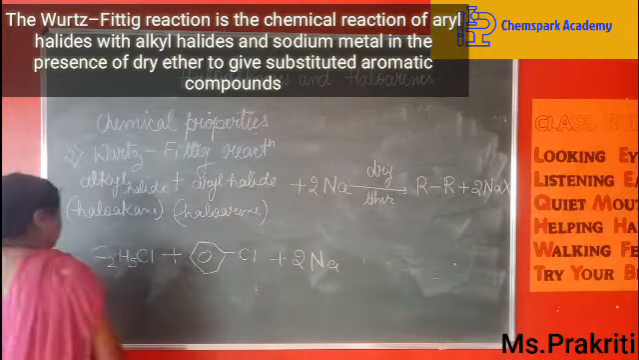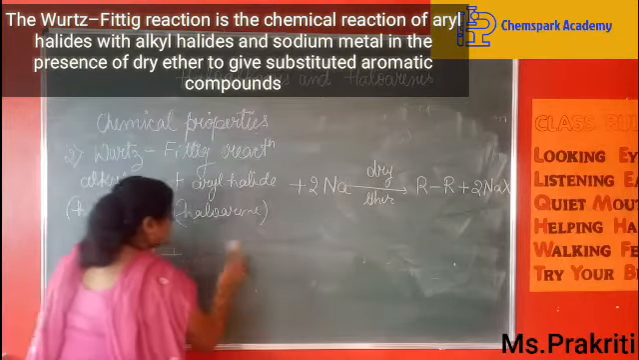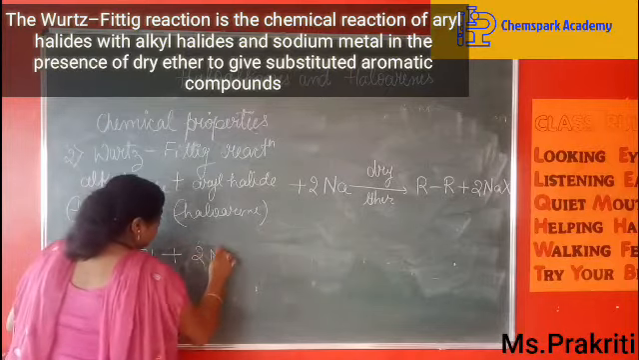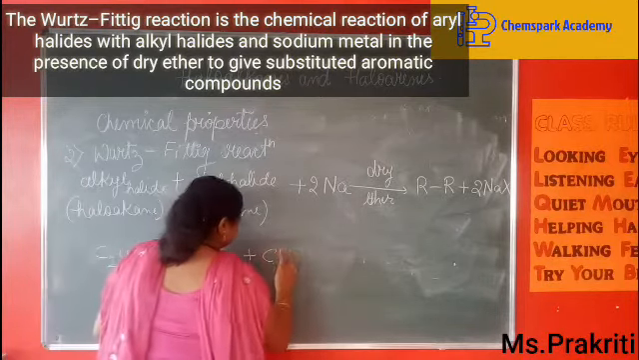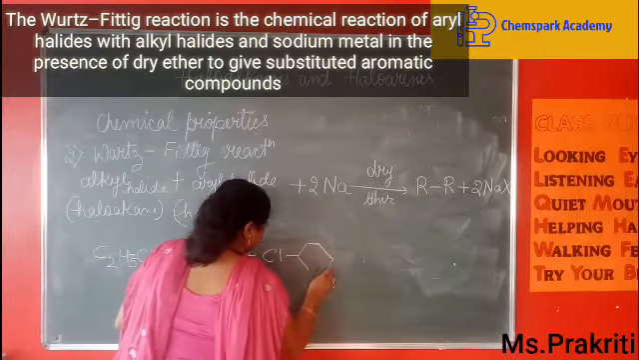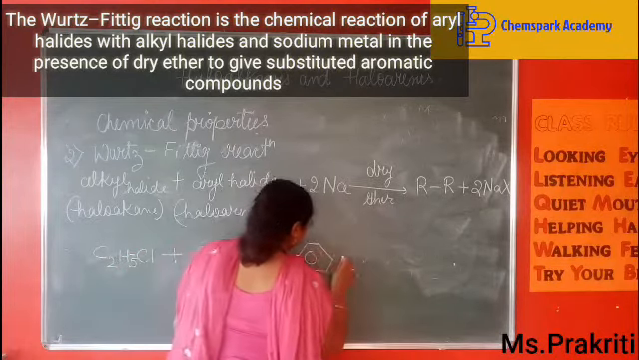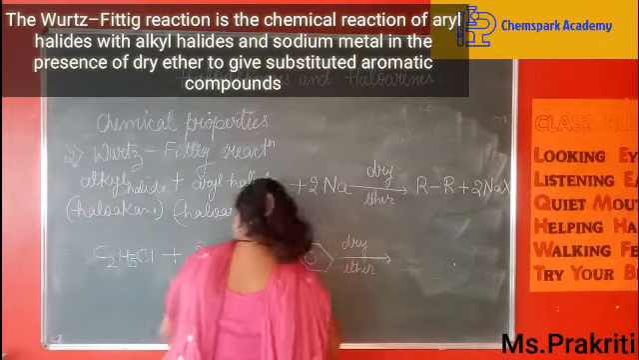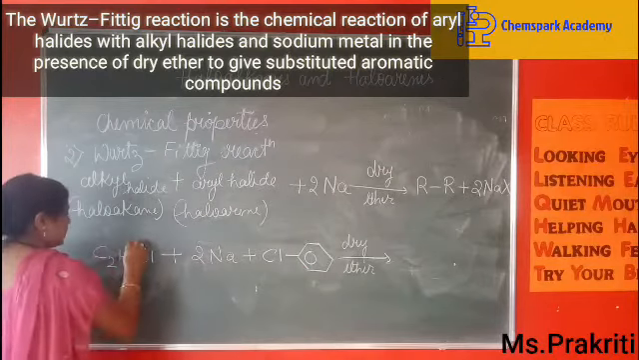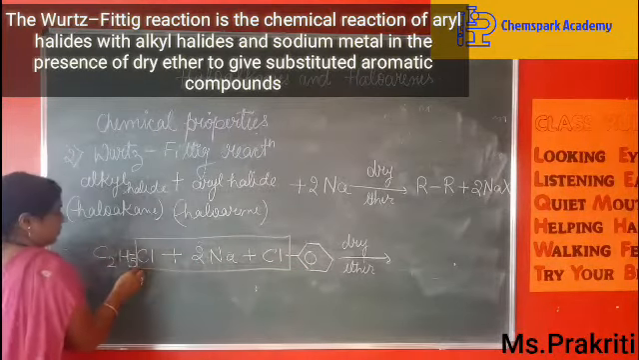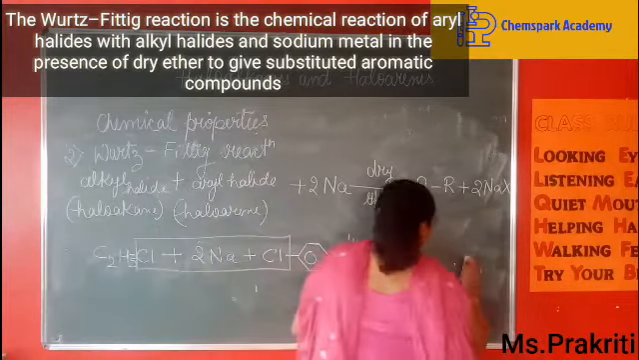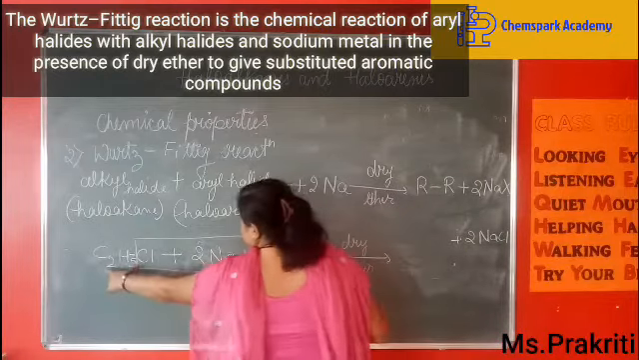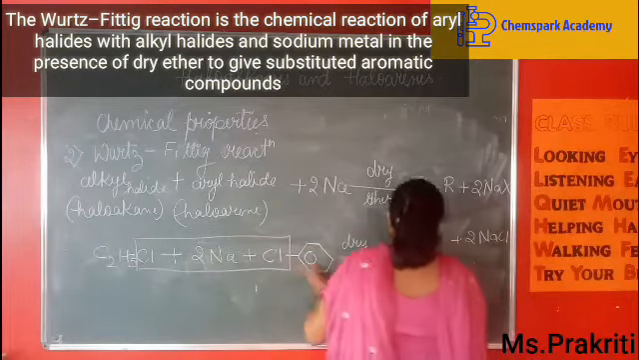twice of Na, or if you wish we can rearrange this and write it so that it becomes easy to remember. That is, we can write twice of Na plus, and here we have the presence of dry ether. Now we have seen that this part will go off. That is, one thing which will be formed is twice of NaCl, and this particular ethyl group will be joined to this benzene ring.